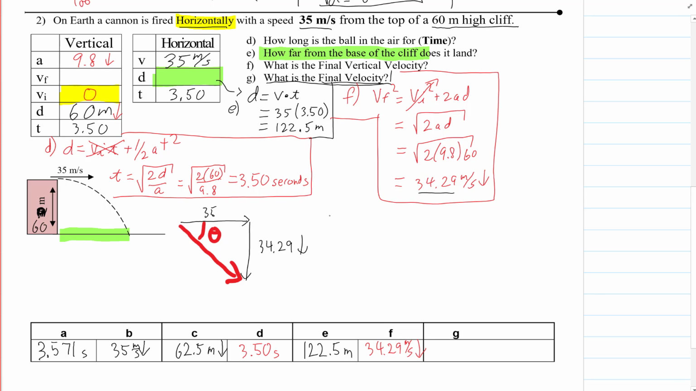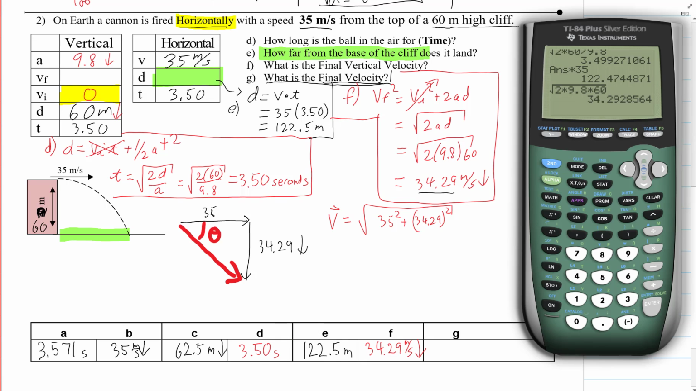So the vector velocity is calculated from the square root of 35 squared plus 34.29 squared. That's the A and B all square rooted. So let's get that value. It's not going to be that hard. We get exactly 49 meters per second, and now I need an angle.